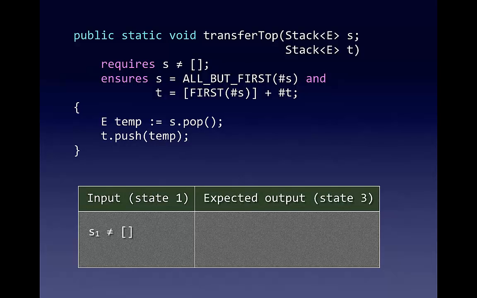Ready? Variables with a hash are incoming values. They should be indexed with the first state possible, in this case, state 1. Variables without a hash are outgoing values. They should be indexed with the last state, in this case, state 3. So the expected output is simply S3 equals all but first of S1, and T3 equals the sequence containing first of S1 concatenated with T1.